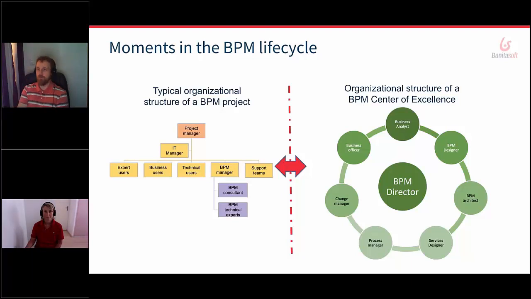Therefore, you already have your PMO, your project department, and that's not going to change with a process department, right? Okay. And that's the idea of the slide, to differentiate between those two responsibilities. Mm-hmm. PMO and Center of Excellence.